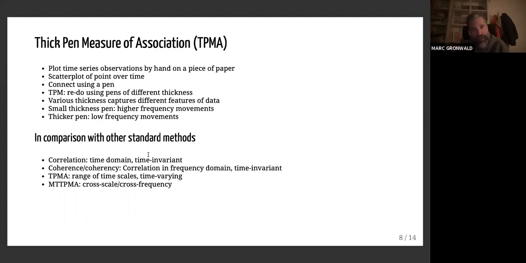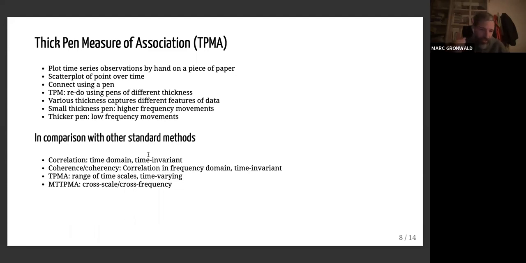And to briefly compare what this method can do with more established methods is the following. Of course, we are all familiar with what correlation can do. Correlation gives you one number. It is a time domain measure, but it's not varying over time. So for a given sample, you get a correlation coefficient, one number, and that's it. And of course, this tells you something about the co-movement of 2 time series, but not everything. So when you move from correlation to measures such as coherency, that is correlation in the frequency domain, this means you can make statements about correlation of long-term components and correlation of short-term components of the data. But it's still a time invariant measure.